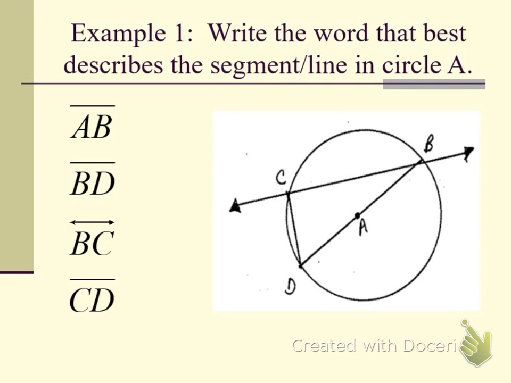All right, lucky for you, those diagrams are already on there. You do need to fill in what we're looking for, though. So first thing we're looking at is segment AB. We have to write the word that best describes that segment or line inside our circle. So AB goes from the center out to the edge. So Jordan already said it. It is a radius.